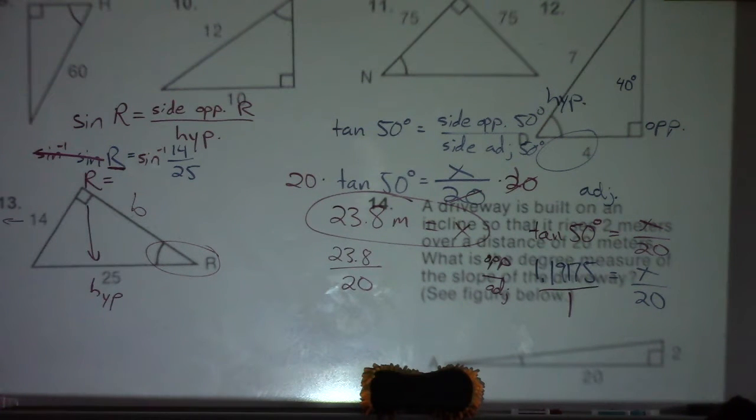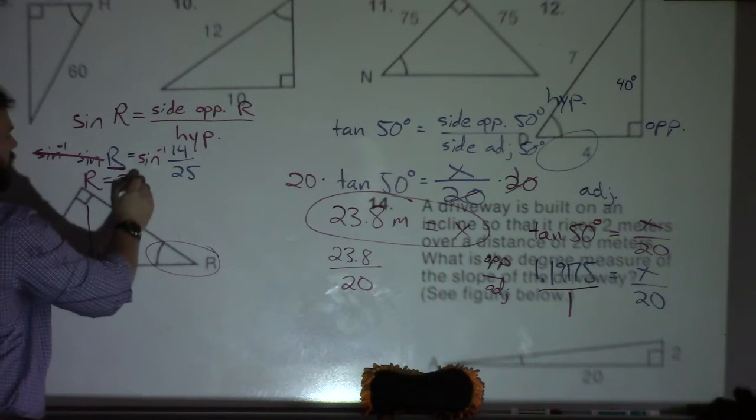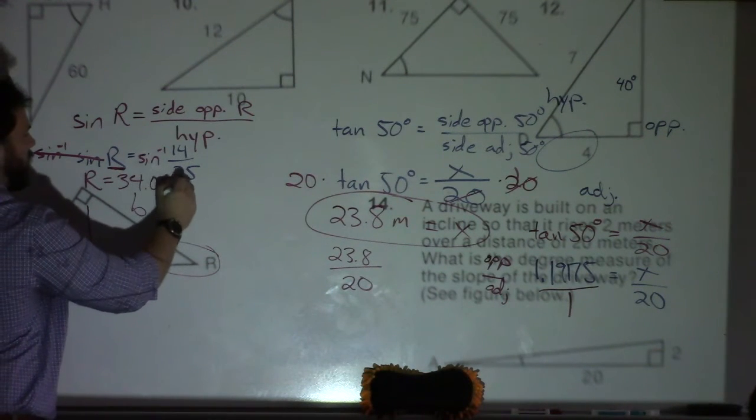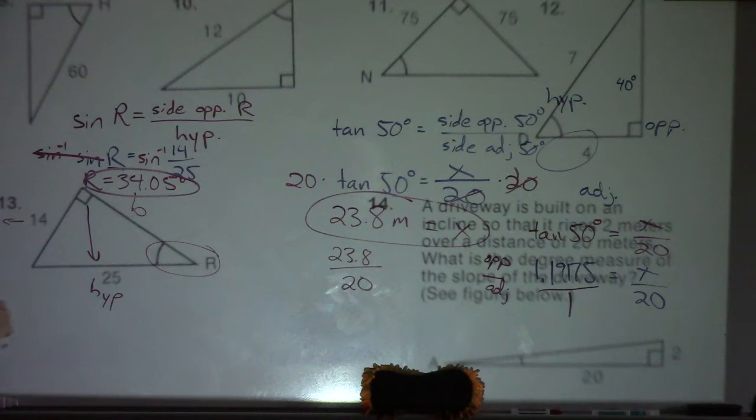And what is the arc sine? Is what? Now let's stop there. I got 34.1. What would that round to? 34.1. Okay, I just told you that.